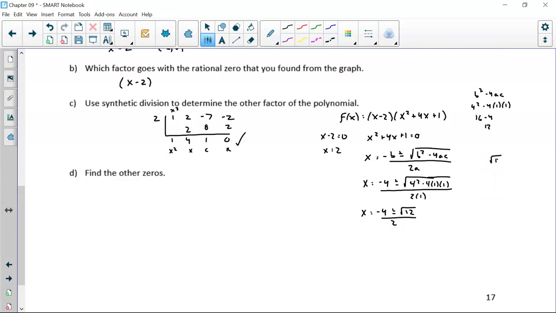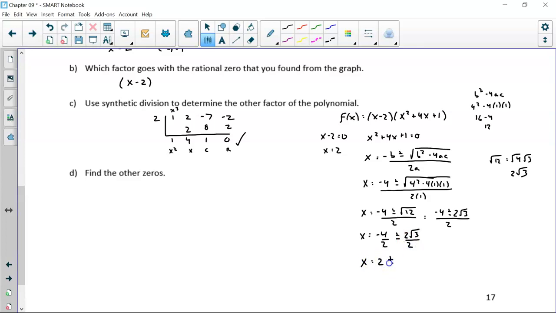The square root of 12, when we simplify it, is the square root of 4 times the square root of 3, so it's 2 square root of 3. So x equals negative 4 plus or minus 2 square root of 3, all divided by 2. So it's going to be negative 4 over 2 plus or minus 2 square root of 3 over 2.